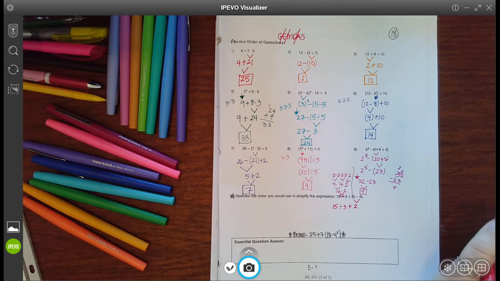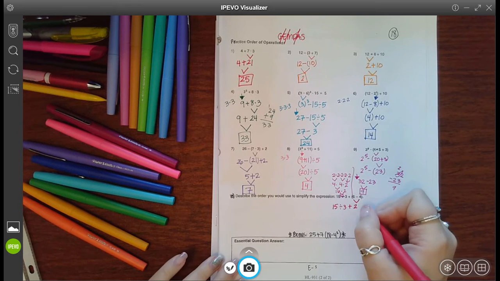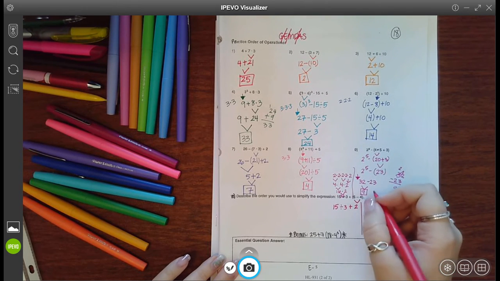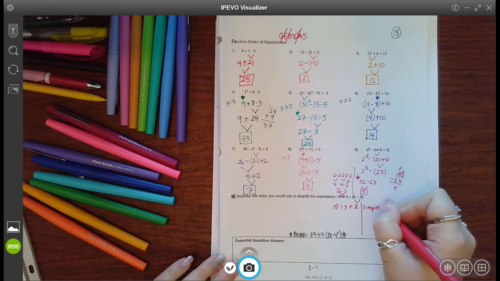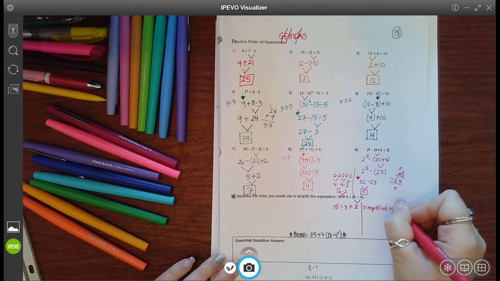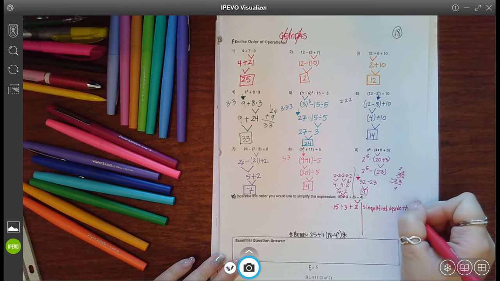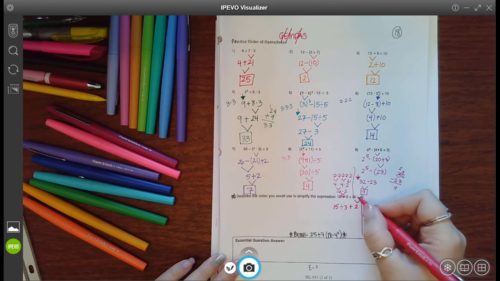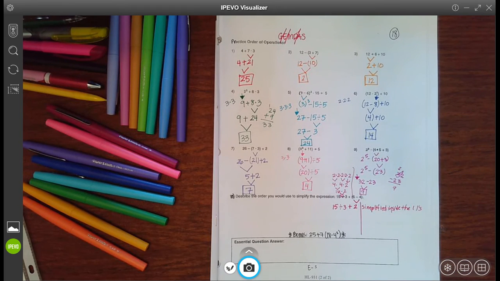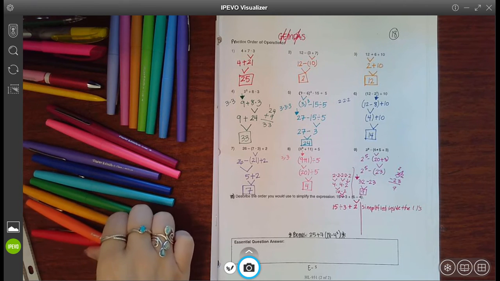Okay, now what it's asking you to do is to describe what you did. So here's what I did. First off, I simplified inside the parentheses. Isn't that the only difference from this line to this line, is that I simplified inside the parentheses to get 2. Okay, then what would you do next?